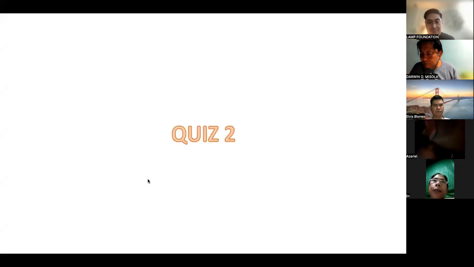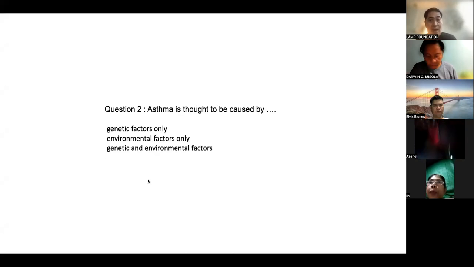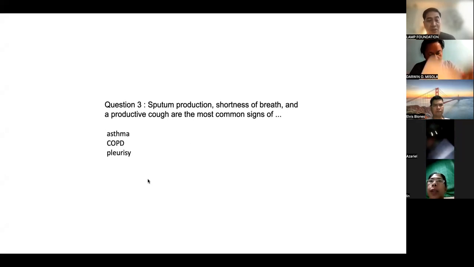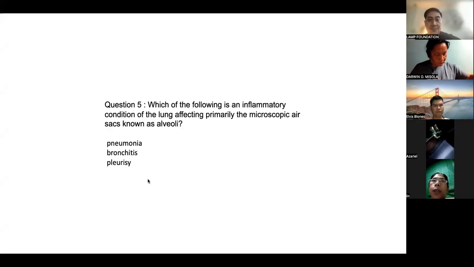Croup is a type of respiratory infection common in children which causes swelling in the trachea. Tobacco smoking is the most common cause of which of the following? COPD. Asthma is thought to be caused by genetic and environmental factors. Sputum production, shortness of breath, and productive cough are the most common signs of COPD. A malignant lung tumor characterized by uncontrolled cell growth in tissues of the lung is called lung cancer.